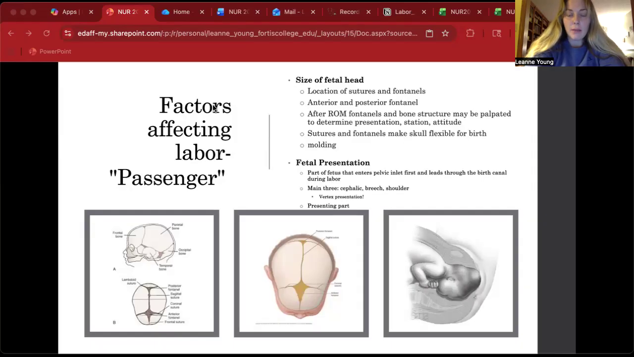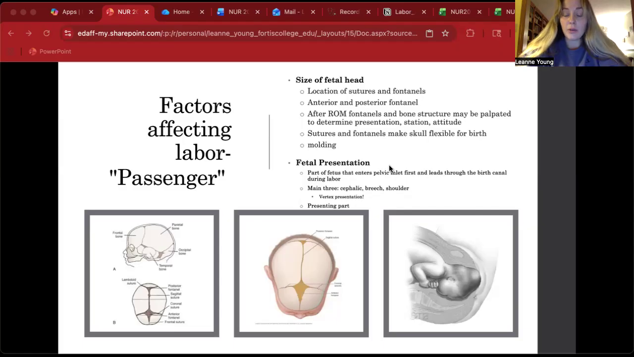Different qualities that the baby may or may not possess is going to affect how labor progresses and how successful delivery is. So the first thing we have to talk about is size of the fetal head. It is important to know the location of sutures and fontanelles in order to determine the presentation, station, and attitude of the fetal head. Sutures are the connective tissues that connect the bones of the fetal skull.